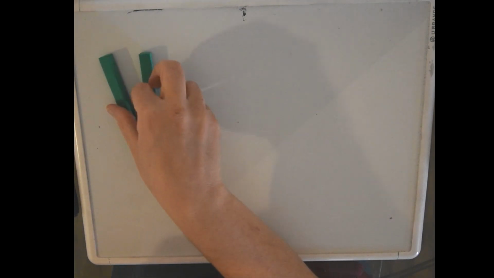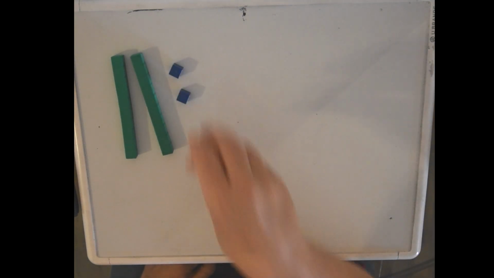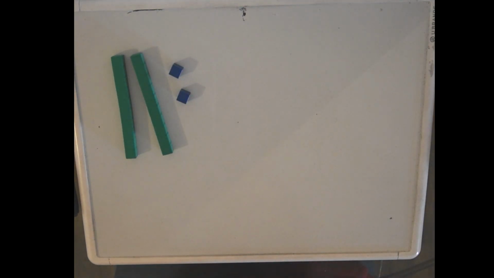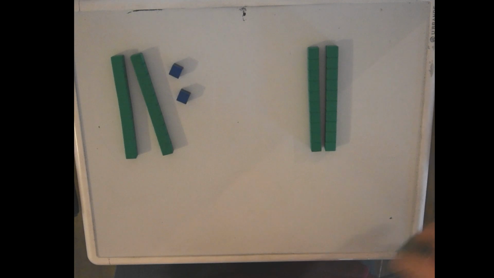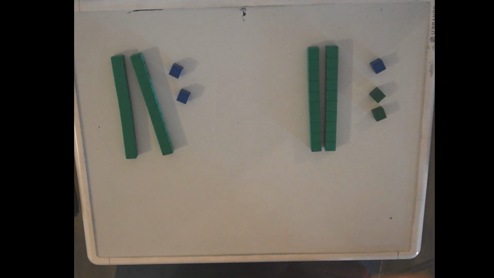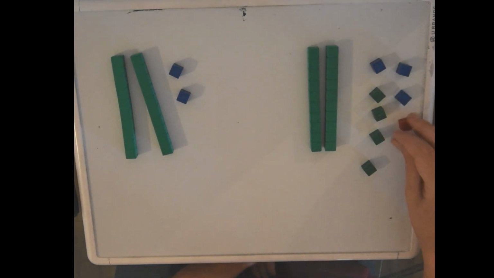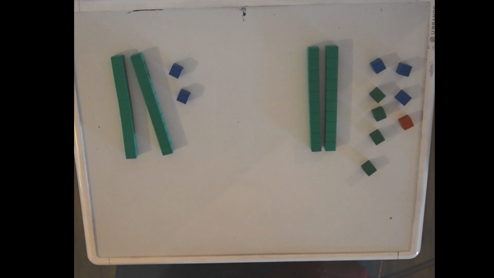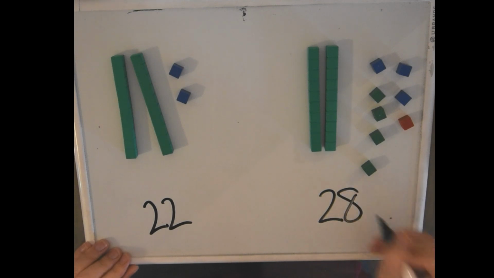So first, 22 has 2 tens and 2 ones. Then 28 has 2 tens and 8 ones. 1, 2, 3, 4, 5, 6, 7, 8. Alright, so we have 22 and 28.